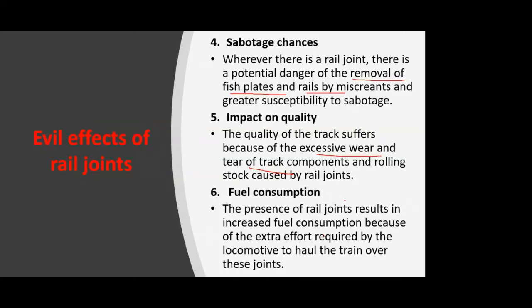Now this may not seem much of a considerable thing in a straight section or a level railway track, but if you have a gradient, an up gradient or a down gradient, and in that suppose there are joints provided, you need more effort to cross this joint. So that results in more fuel consumption.